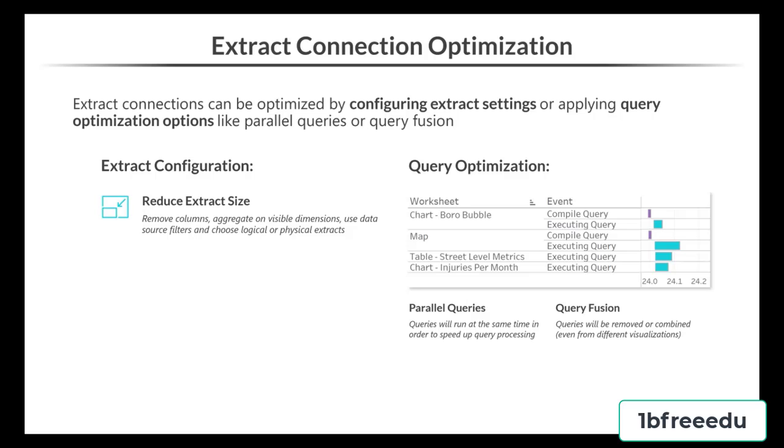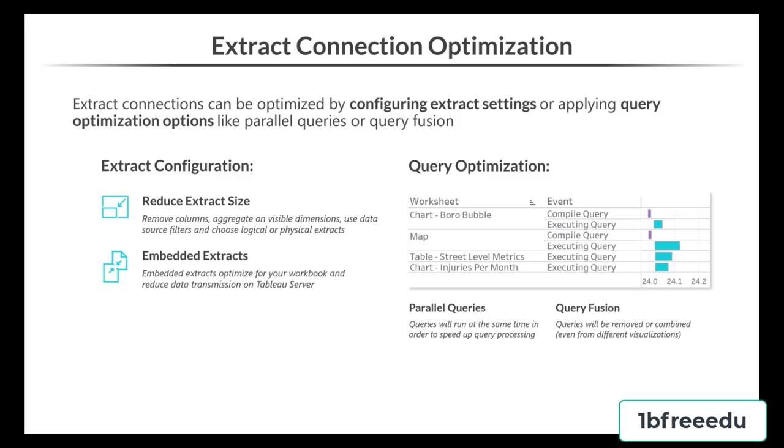This can be accomplished in multiple ways, including removing unnecessary columns by hiding them, aggregating your data source on visible dimensions, using data source filters to reduce the number of rows in the dataset, and choosing between the logical and physical extracts. Logical is the default, but if you use row-level security or have joins that create large combined tables in the physical view, try physical extracts.